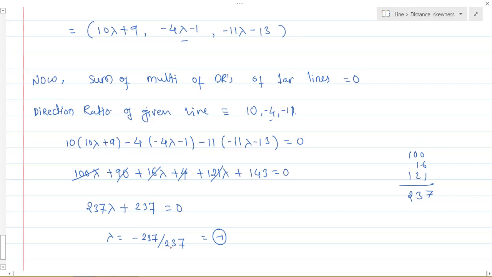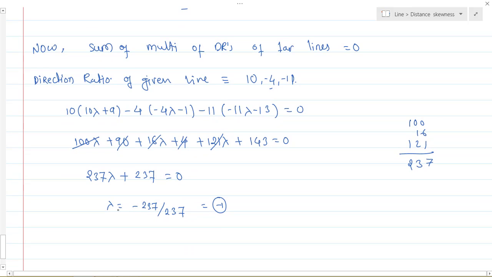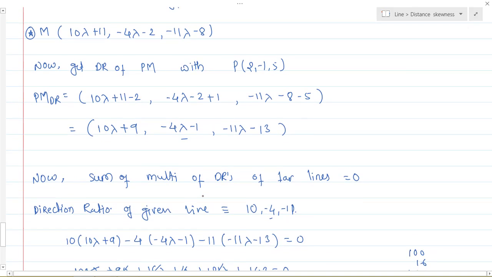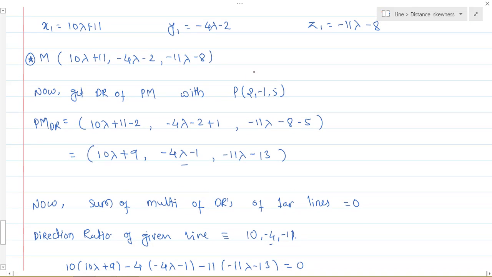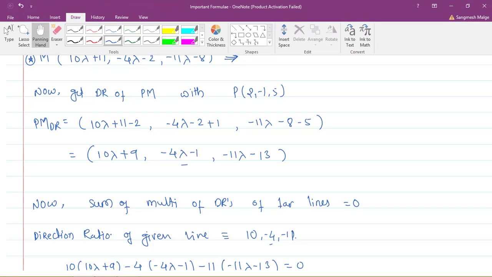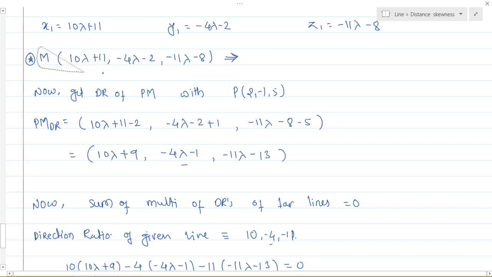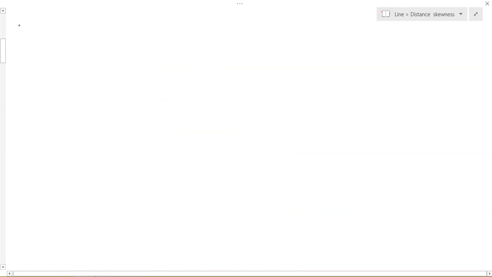Perfect. That's great. Now if we have the value of lambda, then you will get the coordinates of the foot of the perpendicular. If you substitute lambda equals minus 1 in this equation, you will get the coordinates of the point M. Okay, let's take this M point there. Let me copy this.